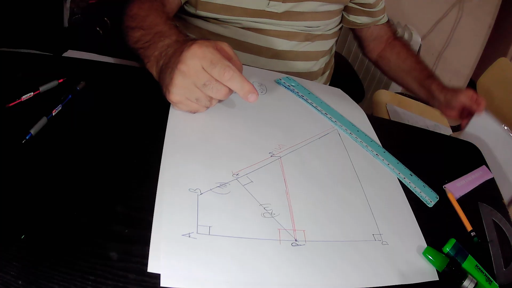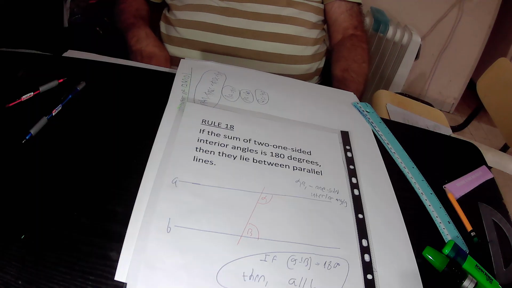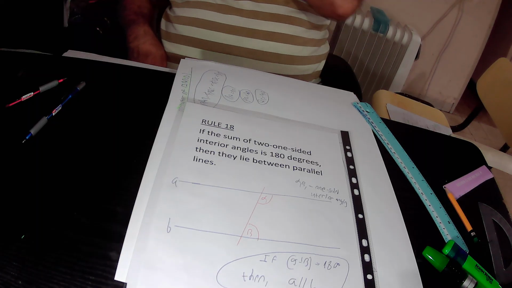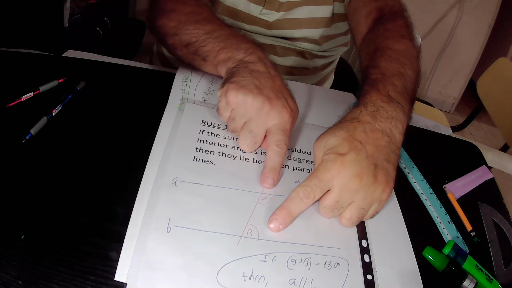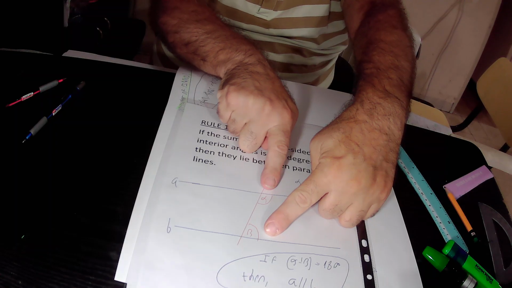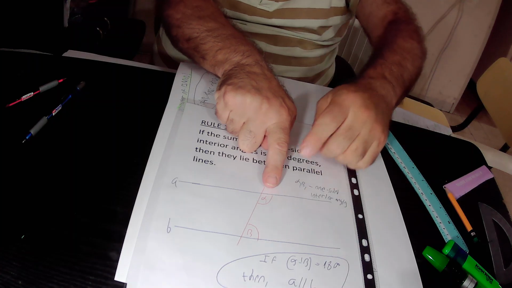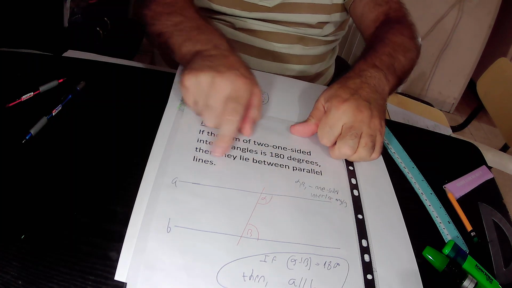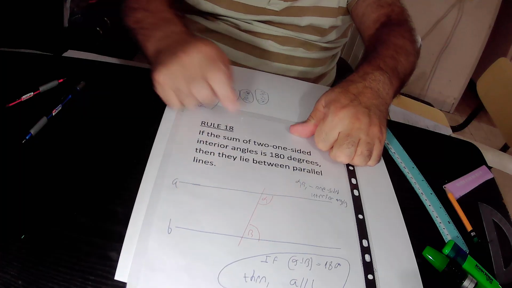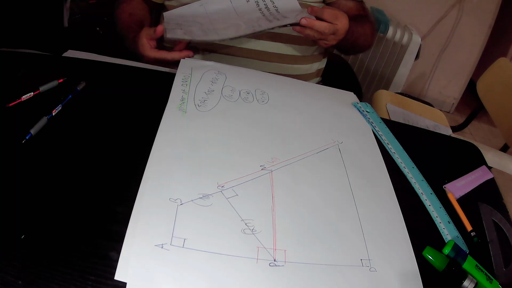So please look quickly at Rule 18. According to Rule 18, if the sum of two one-sided angles is equal to 180 degrees, then they lie between parallel lines. In the drawing, we have those two one-sided angles alpha and beta. If the sum of those two angles is equal to 180 degrees, that is to say, if alpha plus beta equals 180 degrees, then they are located between parallel lines. That is to say, line A is parallel to line B.